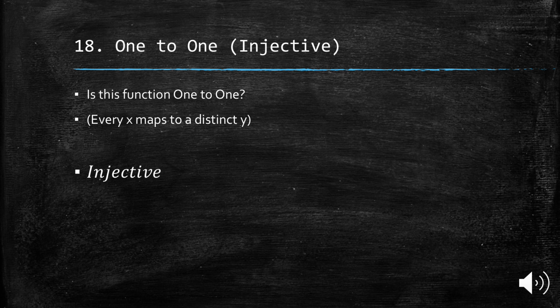In this function, however, every time we plug in a different x, we get a different and distinct y, which means this is one-to-one. Or we're going to say injective. That's a word for one-to-one. Every x maps to a distinct y, so this is injective.